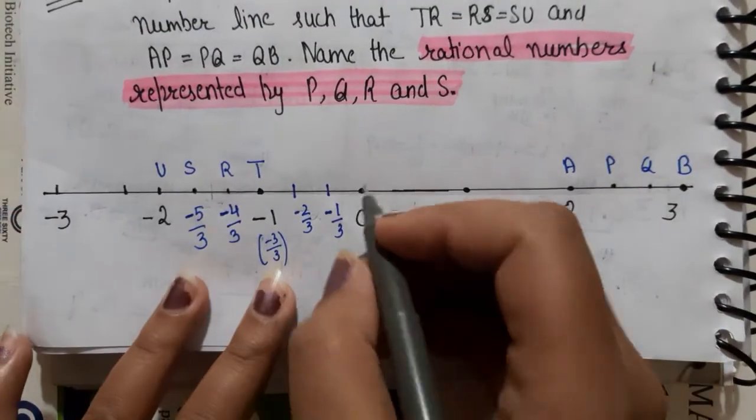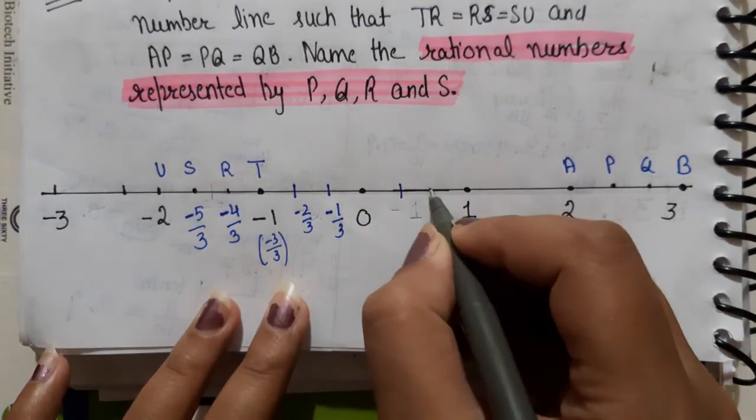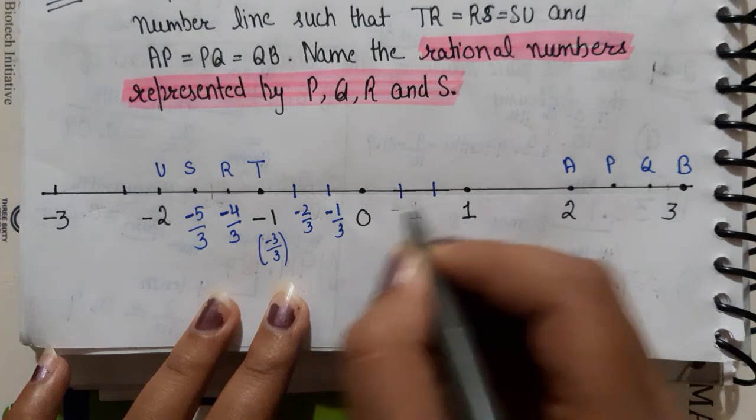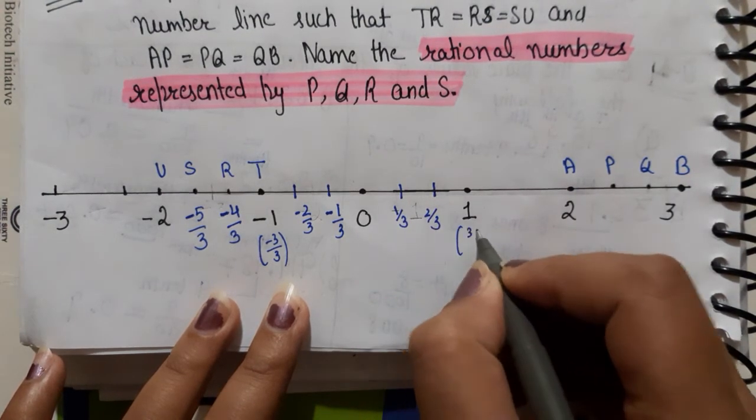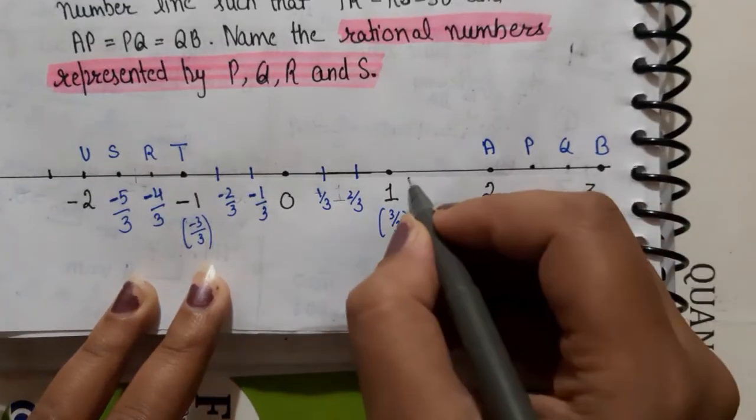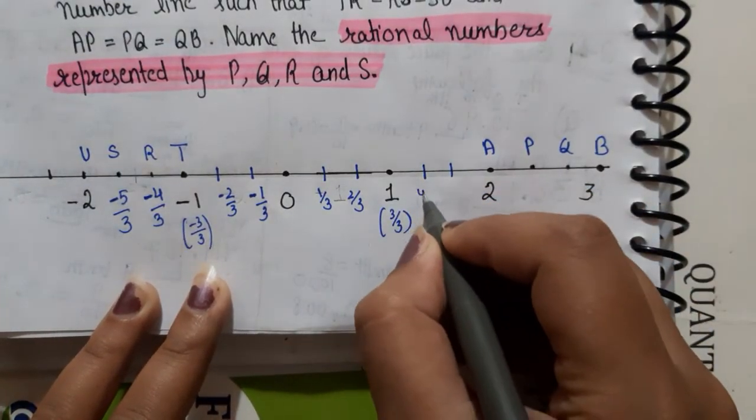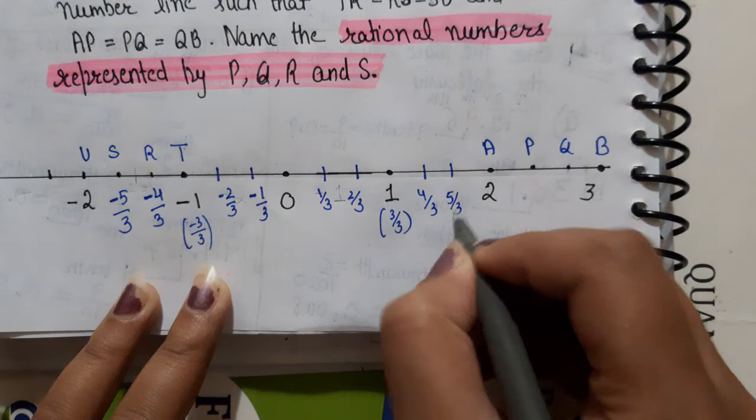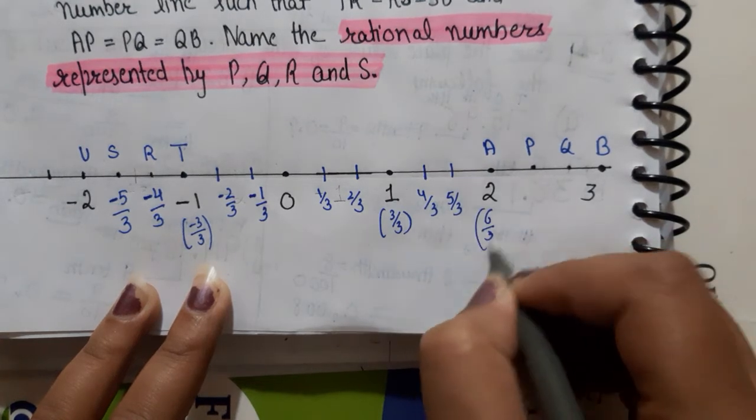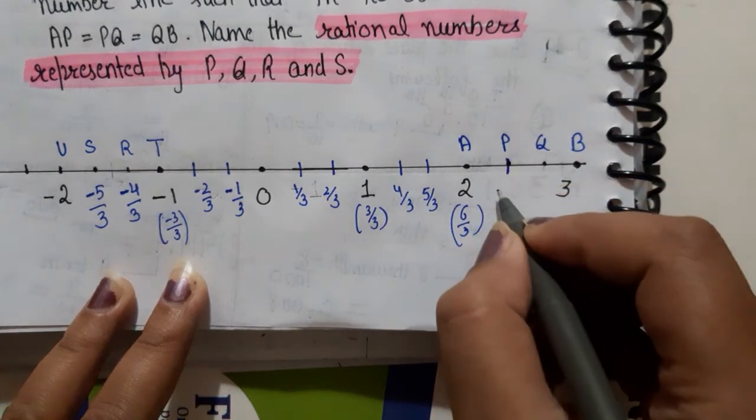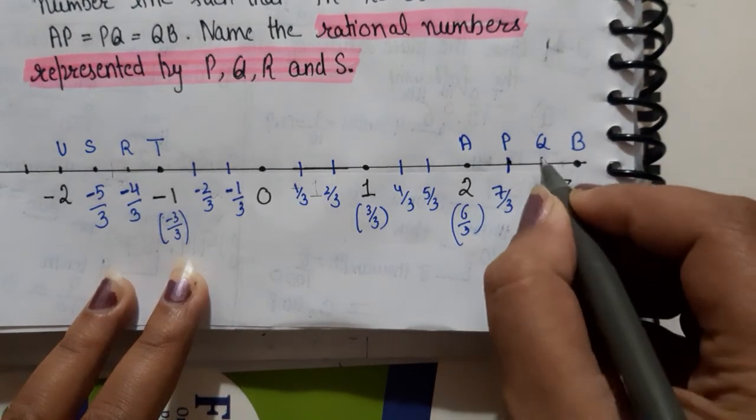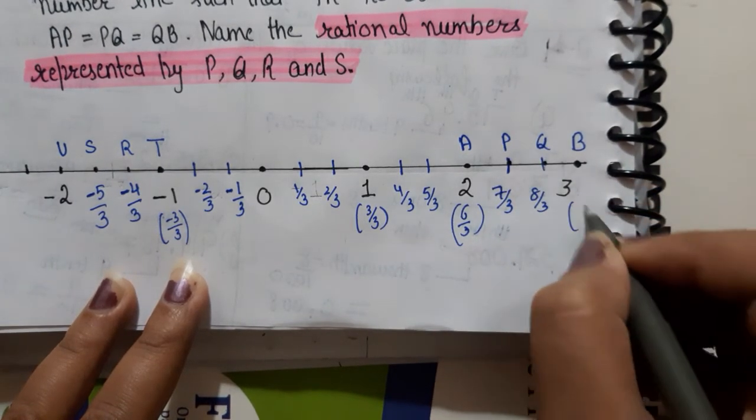Similarly here also, from 0 they have made 3 equal parts between every integer. So 0, then it will be 1 upon 3, 2 upon 3, and 1 is 3 upon 3. Then again from 1 to 2, 3 equal parts. This will be 4 upon 3, 5 upon 3, and 2 means 6 upon 3. 6 upon 3 means 3 ones are 3, 3 twos are 6. Then it will be 7 upon 3, 8 upon 3, and 3 is 9 upon 3.